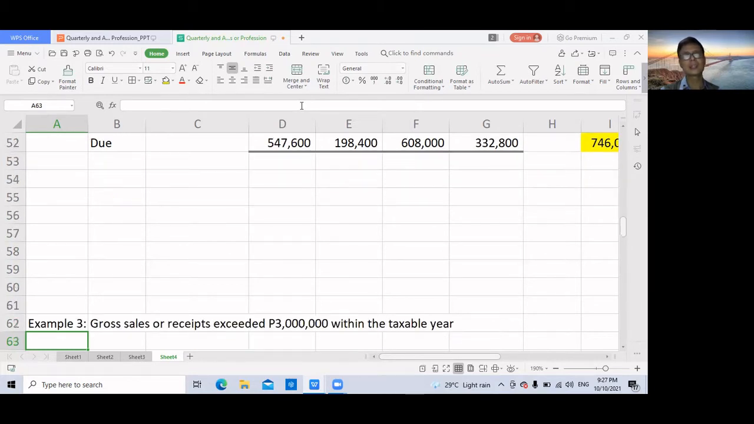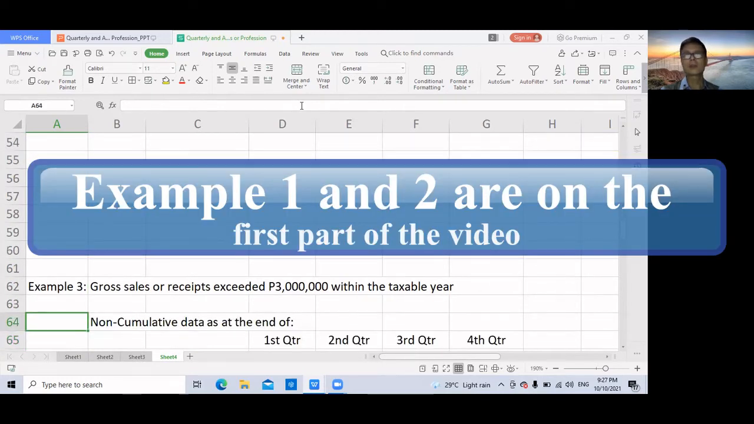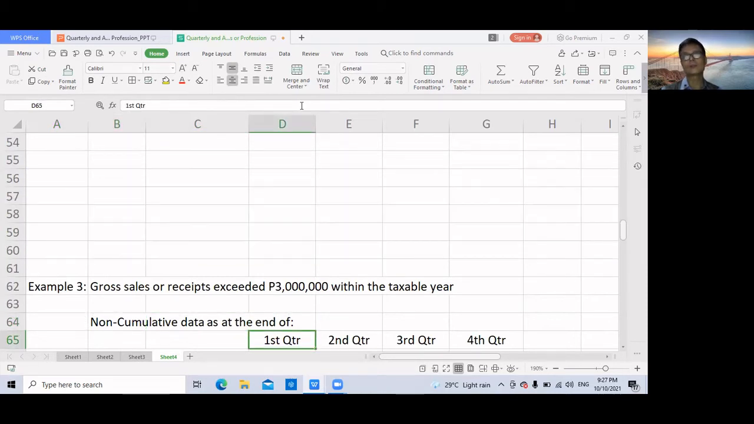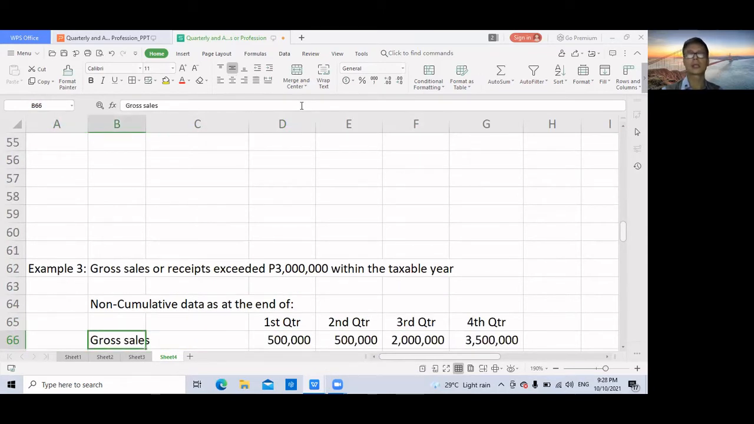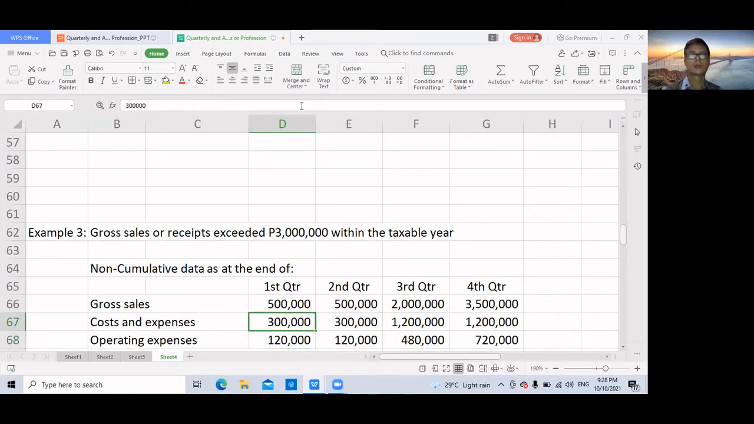Now, in this one, example number 3, gross sales or receipts exceeded 3 million within the taxable year. So let's take up this one. So non-cumulative data as of first quarter, second, third, and fourth. We can see here na yung gross sales natin is 500,000 for the first quarter. So yung cost and expenses is 300,000 and operating expenses is 120,000. So take note of that, okay? So this is non-cumulative, by the way.